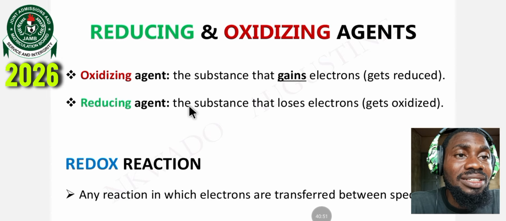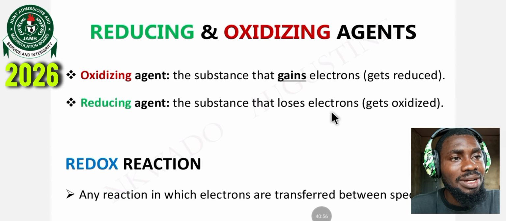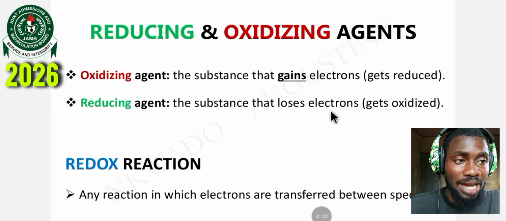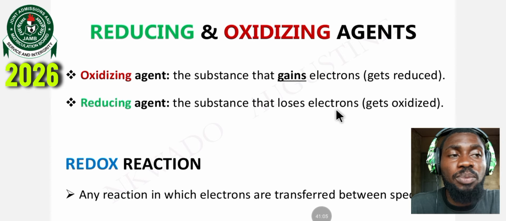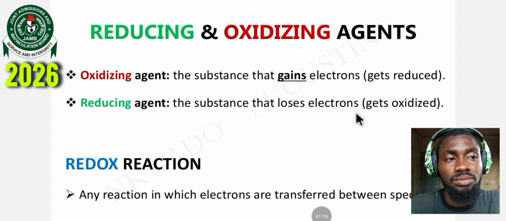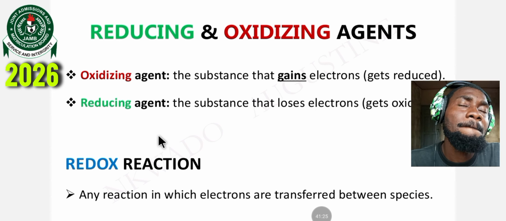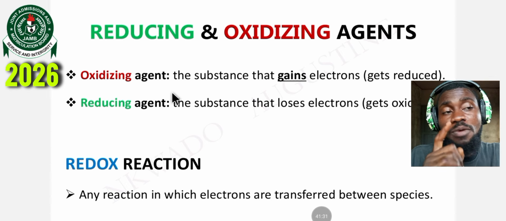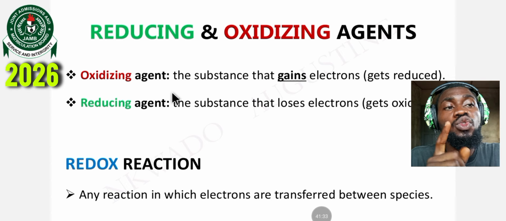What is a reducing agent? A reducing agent is the substance that loses electron and gets oxidized. So a reducing agent loses electron during the reaction and gets oxidized. In its process of acting as a reducing agent, it gets oxidized in the reaction. Now let's understand what... I want you to take note of something very important.